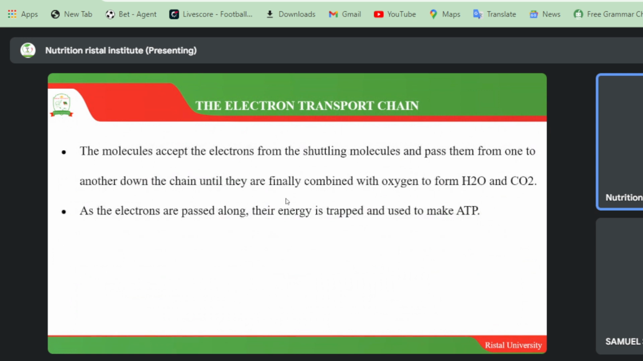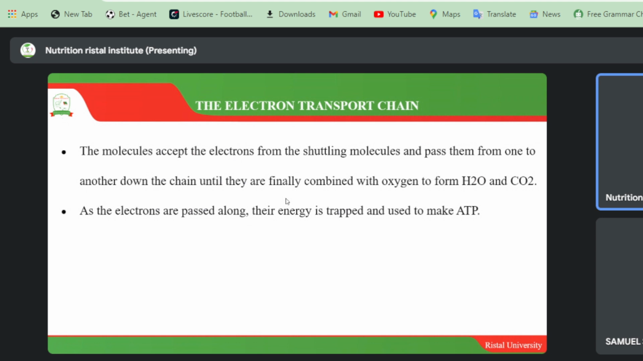So to continue, these molecules accept the electrons from the carrier molecules, which are the NADH and the FADH2, and then pass them from one molecule to another down the chain until they are finally combined with oxygen to form water. One of our learning objectives was to understand the role of oxygen in this process. So as electrons are passed along, their energy is trapped and used to make ATP.